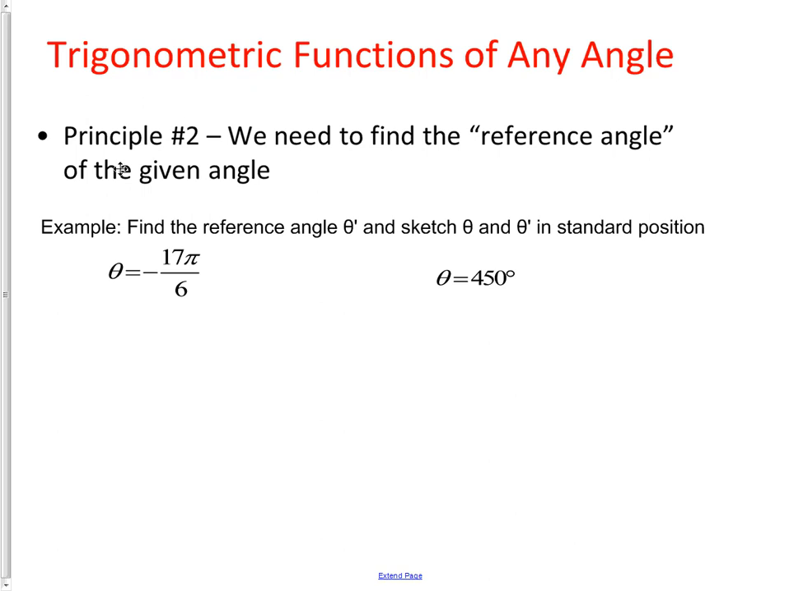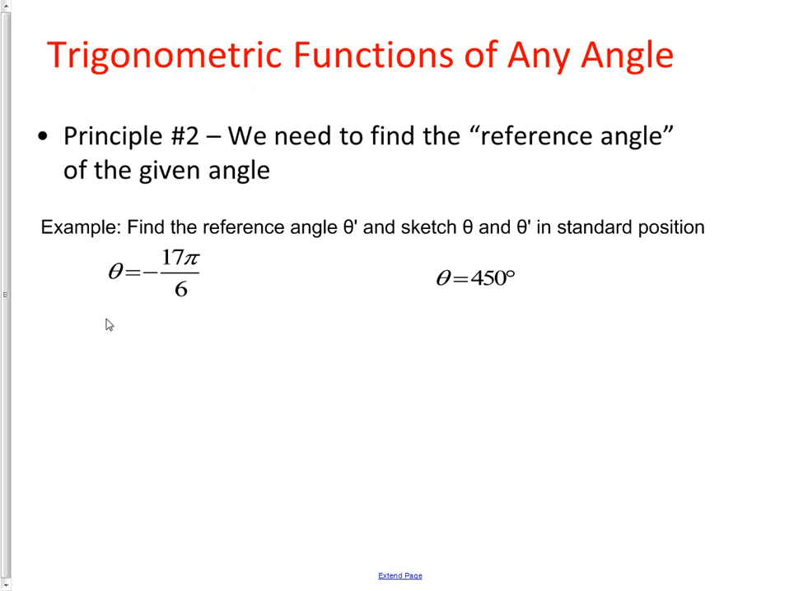Okay, the second principle that we'll need in finding the trigonometric function of any angle is to be able to find the reference angle for the given angle. All right, so in this case, that's actually two steps. Let's say that I'm given this angle in radians, negative 17 pi over 6. How do I find it?